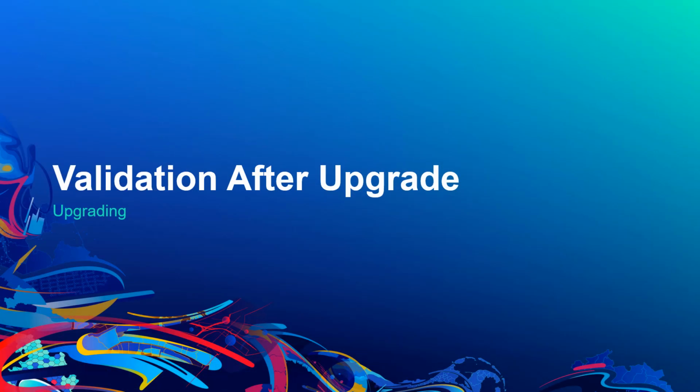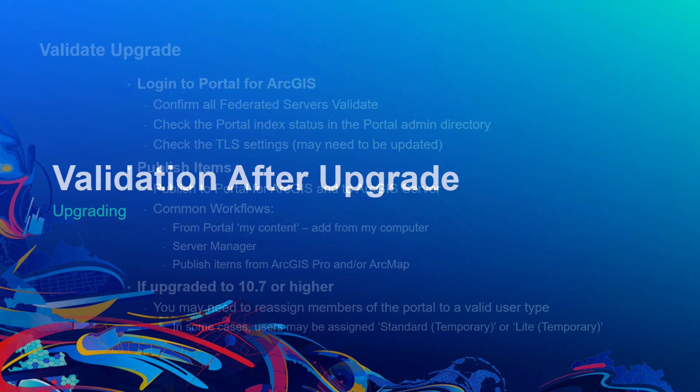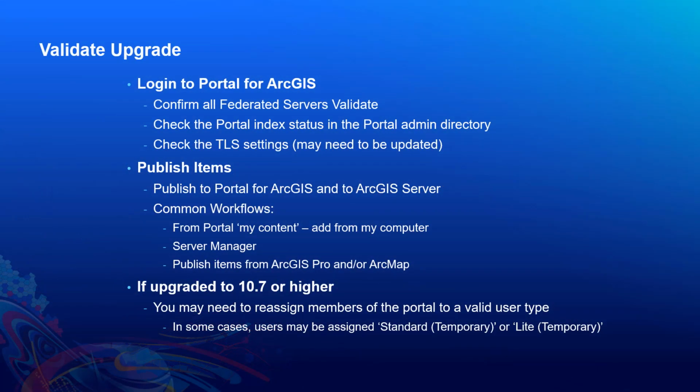So let's review some validation steps you can take to verify the upgrade was successful. We recommend that your checks include these steps. First, log into your enterprise portal and confirm that all federated servers validate. Then check the portal index status by navigating to the portal admin directory. Even though starting at 10.7 the reindex happens at post install, it is good practice to make sure the tables are in sync. Also, check the TLS settings, as these may need to be updated.